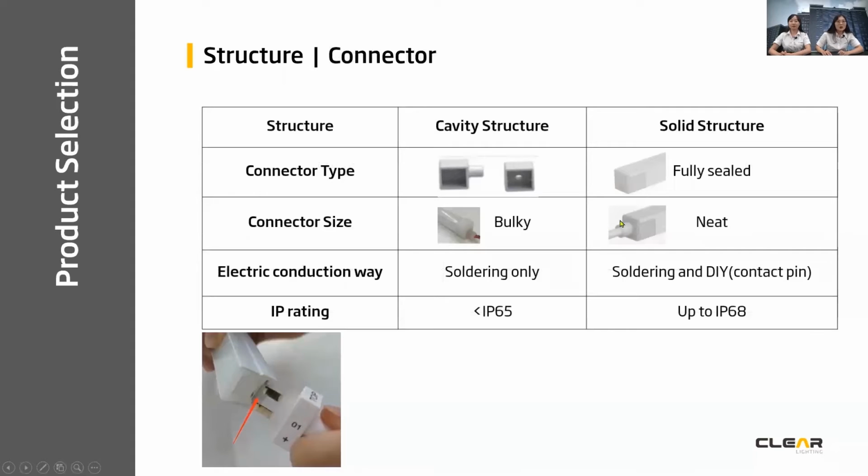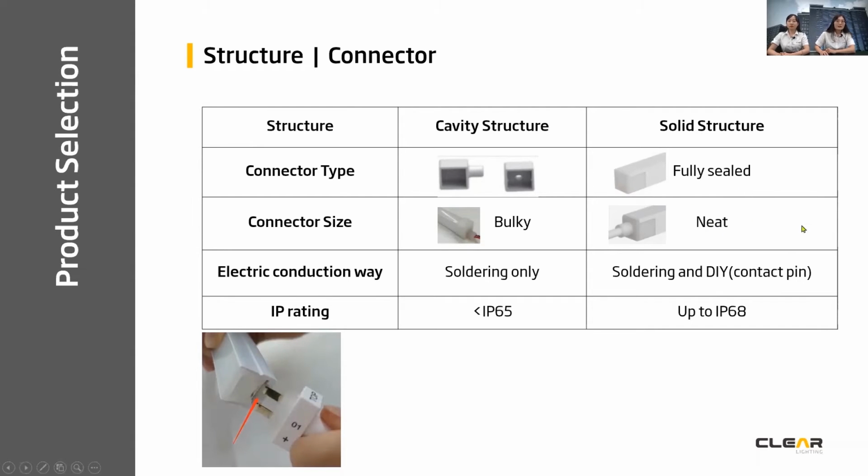And according to these different structures, the connectors will also be different. The cavity structure will not have a solid part on the cross section. So it will need an extra cap to adhere together, with a bulky size. And for the electric conduction, it can only be wire soldering. If we try a DIY type connector on this structure, the clamping force is very loose. So the reliability is a concern when it is used outdoors.